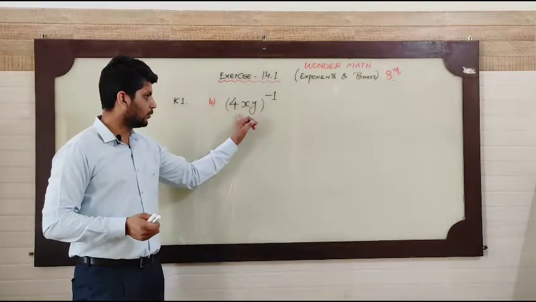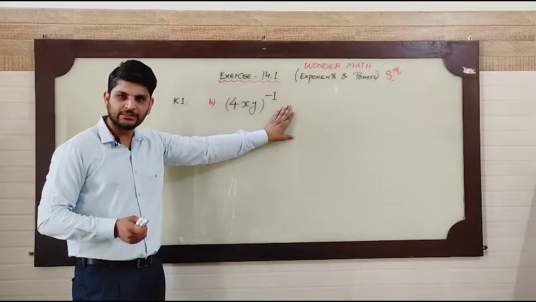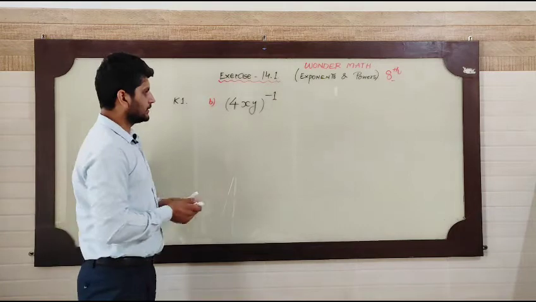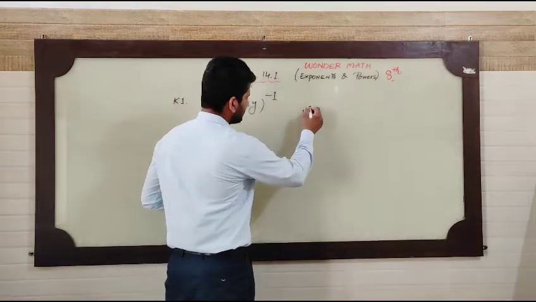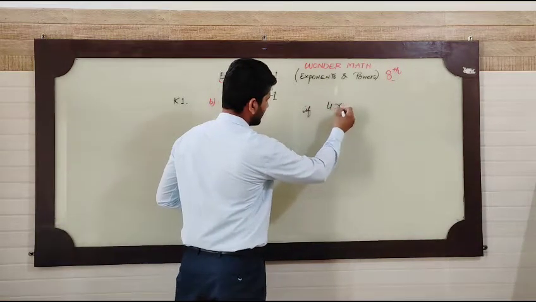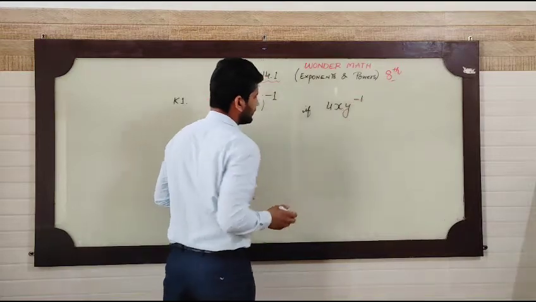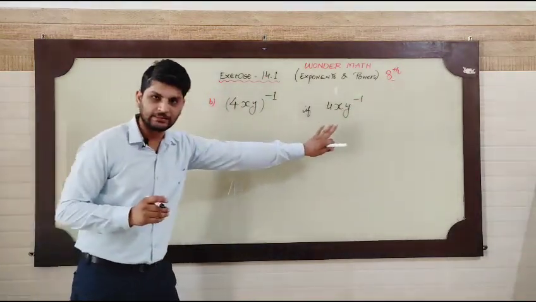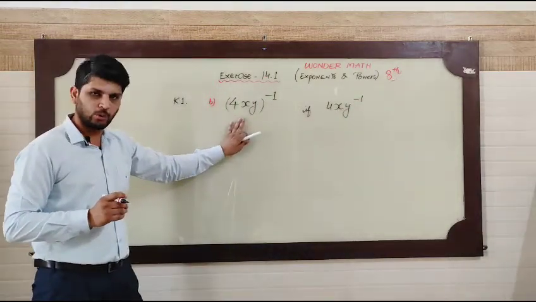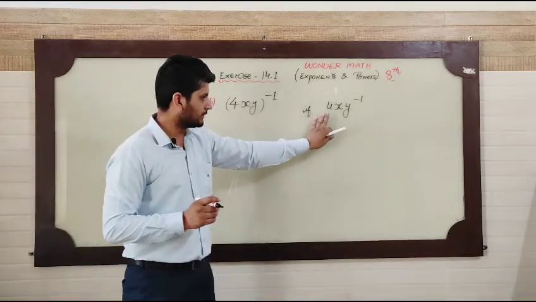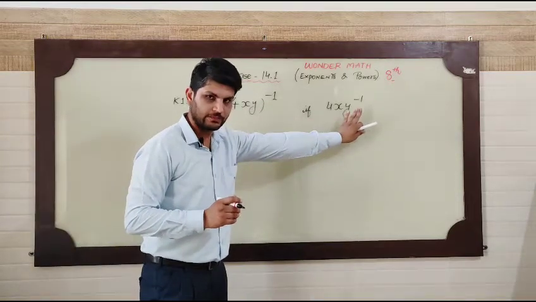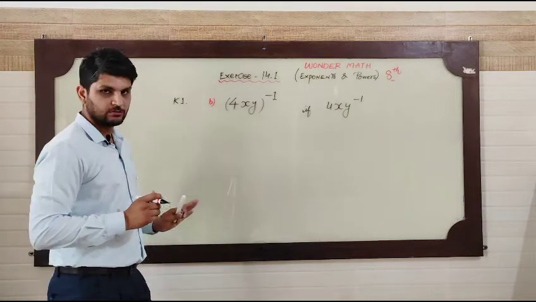Part B, in this, 4xy whole power minus 1. There is one confusion for the student. If this statement is written as 4xy power minus 1, there is a difference between this and this. How can we read it? 4xy whole power minus 1. This can be written as 4xy power minus 1. So there is a difference between these two questions.